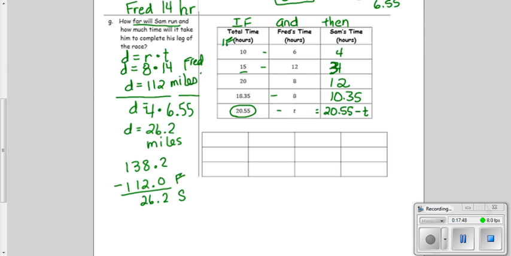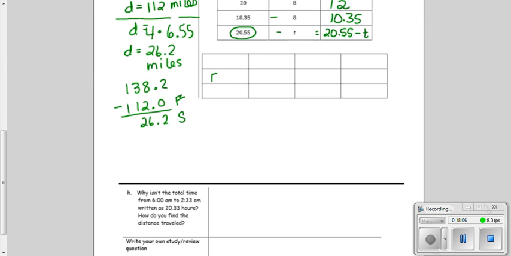Now let's take the information that we used and create a table to organize this problem. We'll start with the total for each time and subtract Fred's time to find Sam's time. So setting up our table, on the left side we'll have the two athletes' names, Fred and Sam. And we'll write the three main components of the problem, which were the rate in miles per hour, the time in hours, and the total distance in miles.